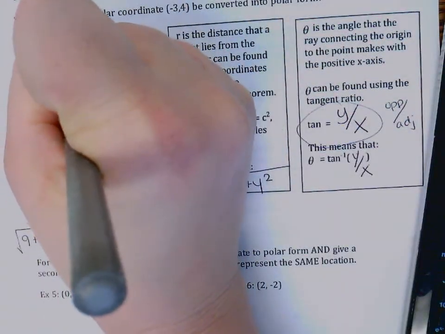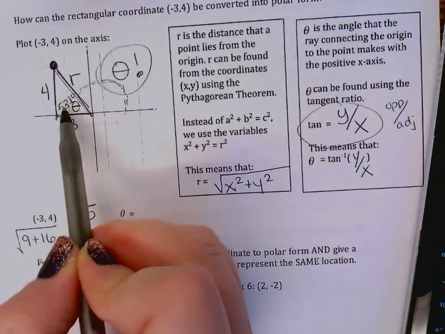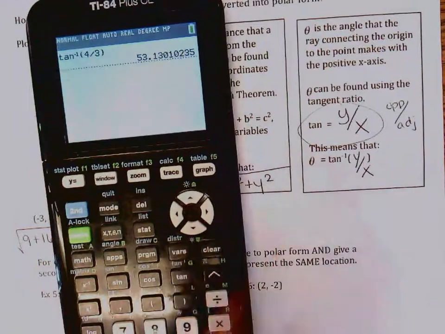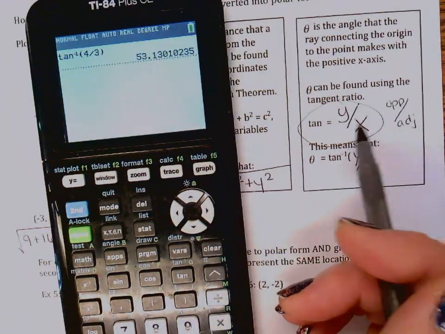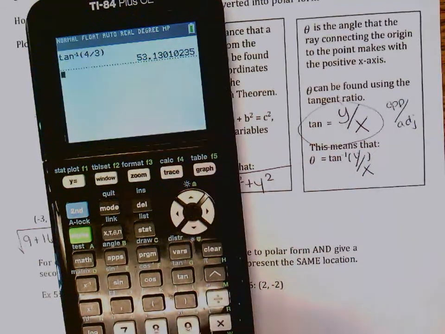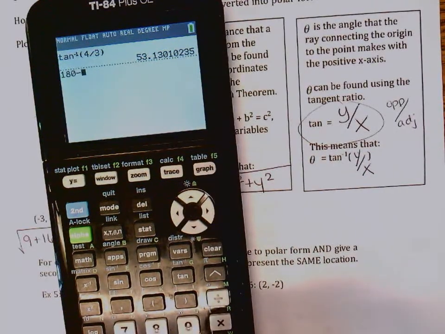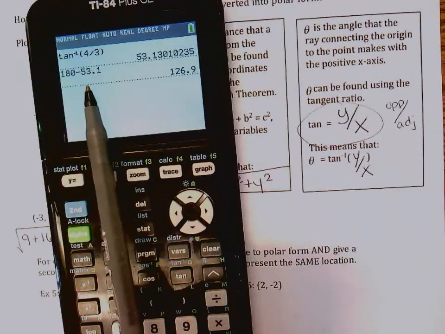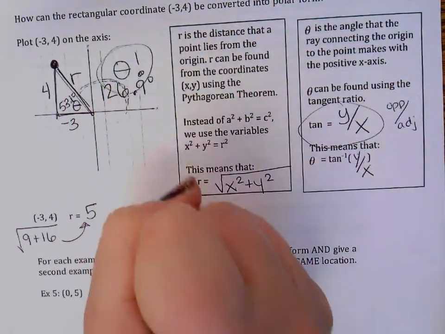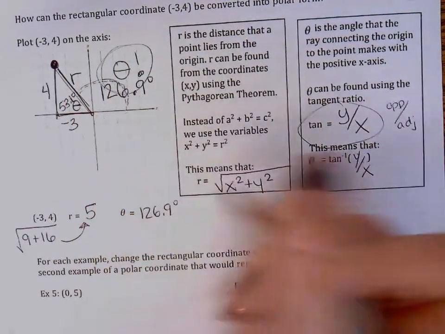53.1 is this angle right here. I'm interested in this angle. So based on what quadrant you're in, you're going to have to do a little bit of math yourself. The calculator's not smart enough to tell you how to get to your location. You need to take 180 and subtract 53.1. So the real angle here should be 126.9 degrees.